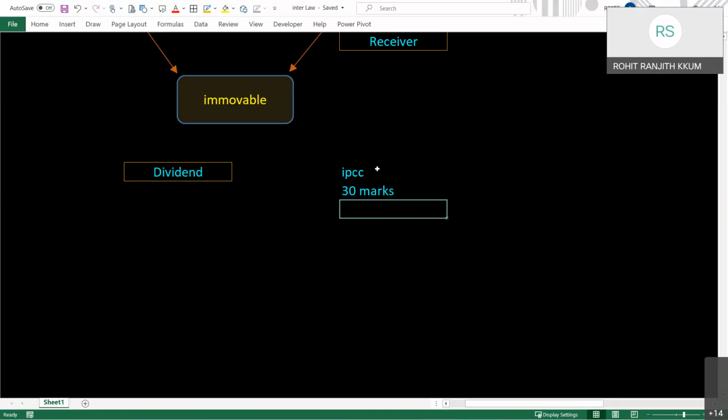And weightage of this syllabus is now 60 marks. Complete set is 60 marks, including MCQs. All right, dividend.